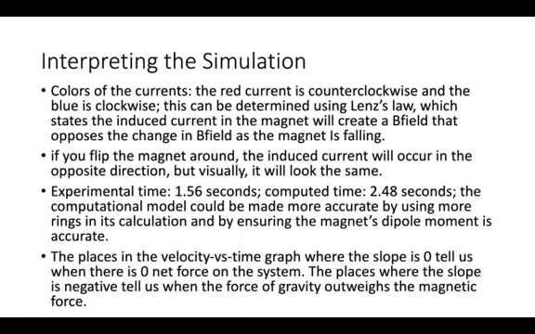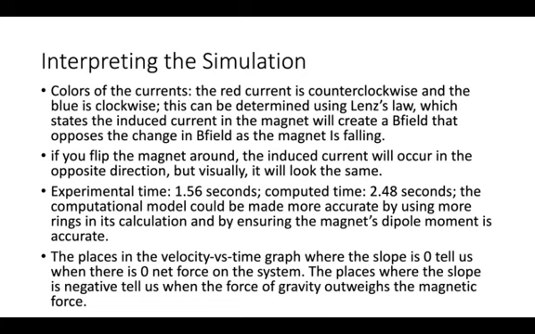Here are the interpreting the simulation questions. So for the colors of the currents, the red current is counterclockwise and the blue is clockwise. And this can be determined using Lenz's law, which states that the induced current in the magnet will create a B field that opposes the change in B field as the magnet is falling. If you flip the magnet around, the induced current will occur in the opposite direction, but it will take the same time and visually it will look the same.